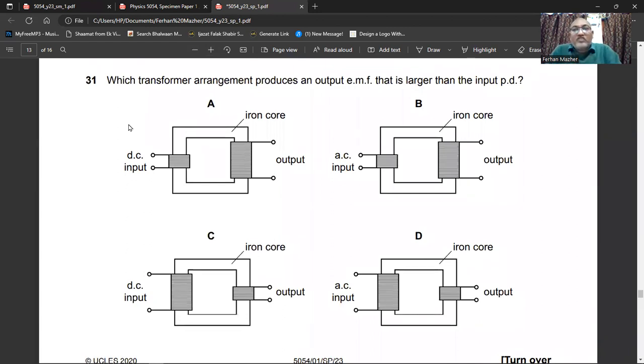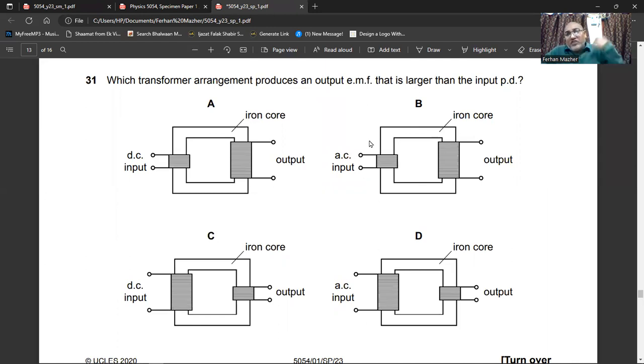Question number 31: which transformer arrangement produces an output EMF that is larger than the input potential difference? So they are asking you to find out which diagram represents a step-up transformer. All the transformers use alternating current. So the diagrams which have the DC input, they are out. DC input is not used in the transformer. We use alternating current, so the competition is between them.